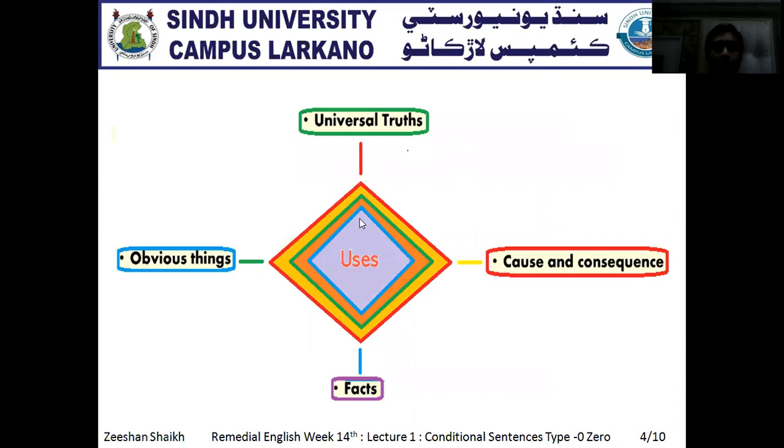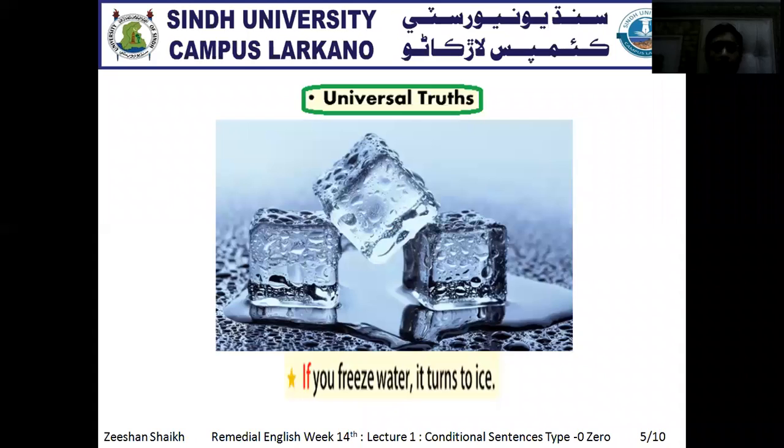Now we have four uses of conditional sentences type 0. First of all, it shows a universal truth, or you can say universal fact. Second, obvious truth. Third, facts. And the fourth one, at last, cause and consequences. Now let's proceed towards the first one, that is universal truth. As I already told you, we can also call universal truth a universal fact.